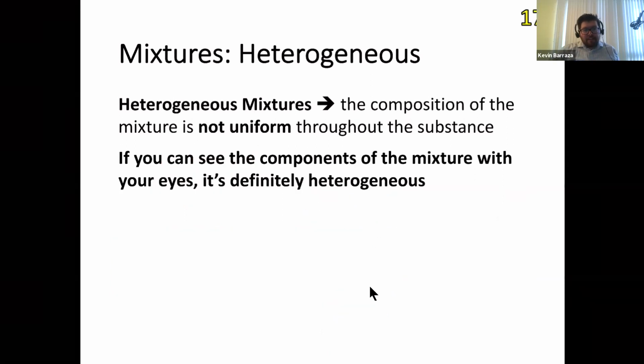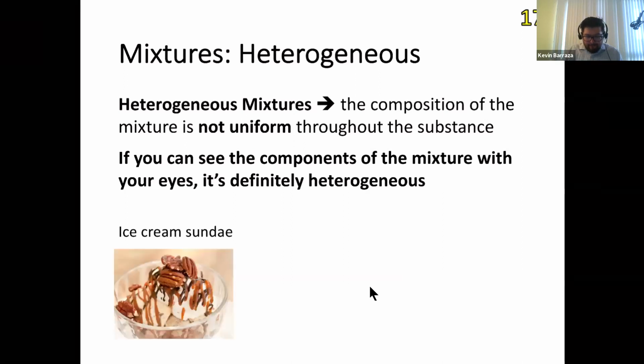The opposite is heterogeneous mixtures. These are not uniform throughout, so not thoroughly mixed. The key idea is that if a substance is such that you can see the components of the mixture with your eyes, then it's definitely heterogeneous. So for example, ice cream sundaes. If we're considering the ice cream sundae as one whole substance, then this would be considered a heterogeneous mixture.